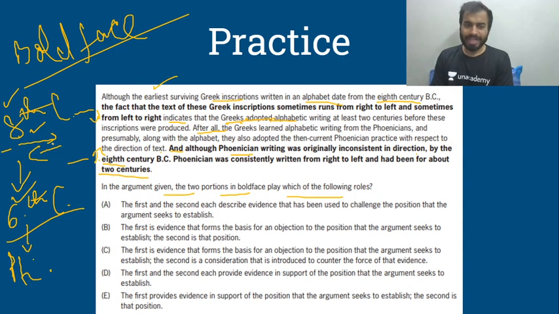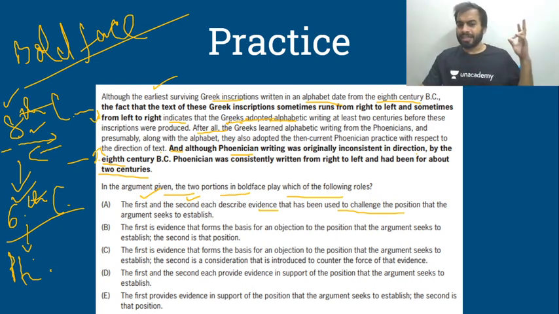So option A says the first and the second each describe evidence that has been used to challenge the position. Are we challenging the position? What is the position? The position is that the Greeks learned from the Phoenicians two centuries earlier, in the 6th century. Before the sixth century the Phoenicians wrote in both directions, but from the sixth century onwards they chose one direction, right? So both of these boldface statements are not challenging it, rather they are supporting the position, right?